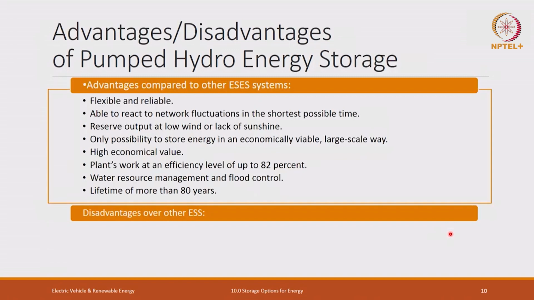What are the advantages? It's very flexible and reliable. It reacts to network fluctuation in the shortest possible time. You see, the same motor and pump can act as a turbine and generator. It just has to reverse the direction. Its reserve output can be utilized when you don't have sufficient renewable energy to match your demand.